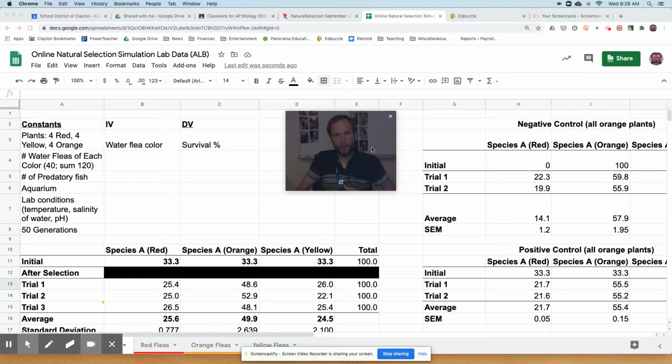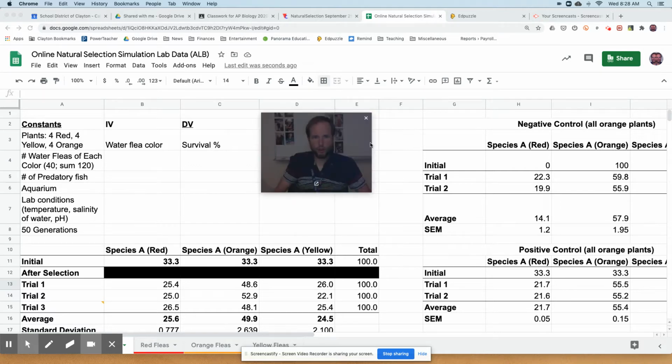Hello, I wanted to make a video that will show you how to work a bit with setting up a positive control and a negative control setup within the natural selection simulation software that you're working with this week. Remember that a positive control is an experimental setup where you're setting up the experiment to expect a change in the dependent variable. But a negative control is an experimental setup where you do not expect there to be a change in the dependent variable.